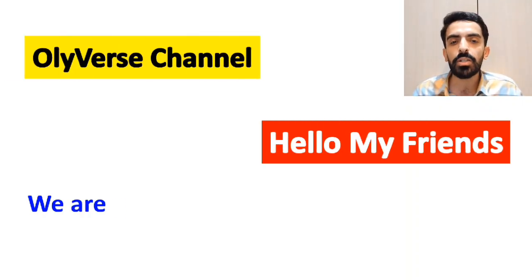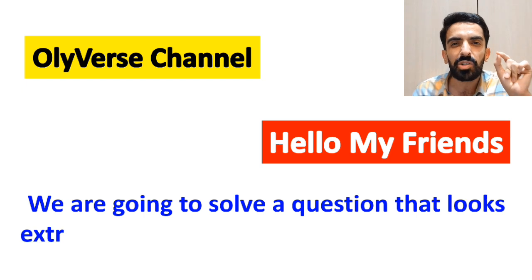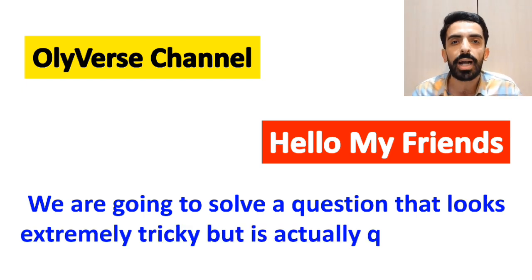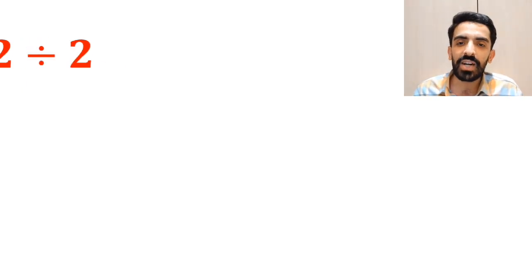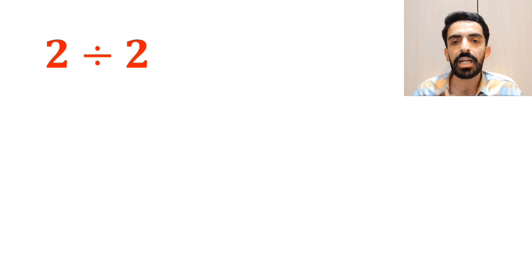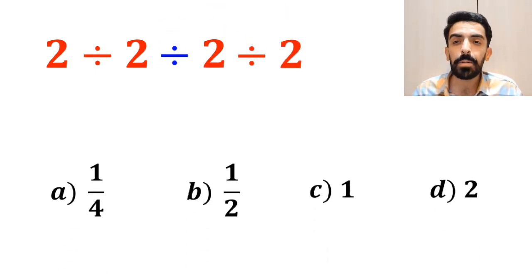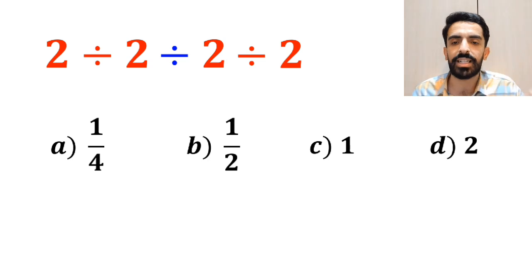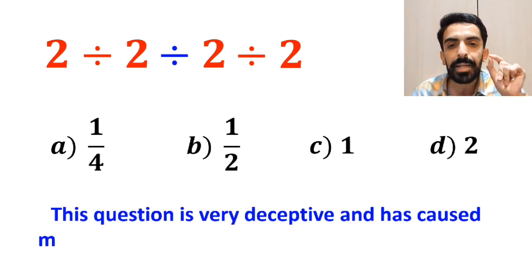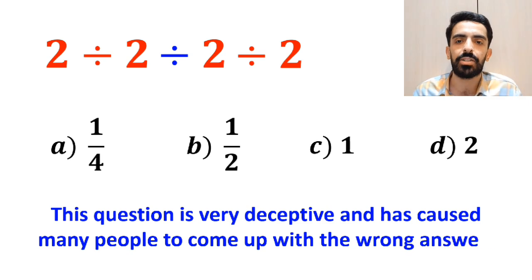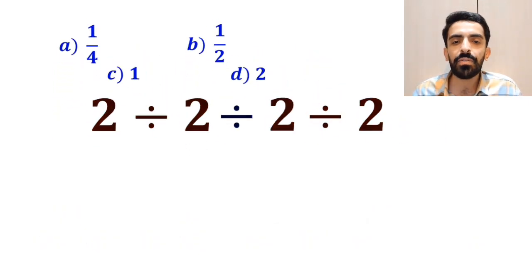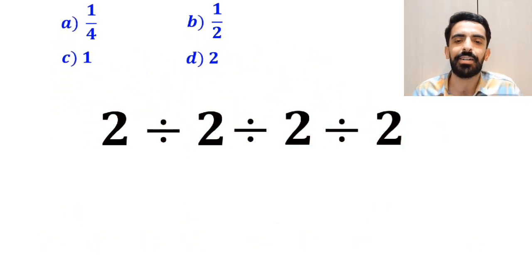In this video we are going to solve a question that looks extremely tricky but is actually quite simple. What is the value of the expression 2 divided by 2, again divided by 2, then divided by 2? Which option do you think is the correct answer to this question? This question is very deceptive and has caused many people to come up with the wrong answer. Alright, let's carefully go through it step by step together.